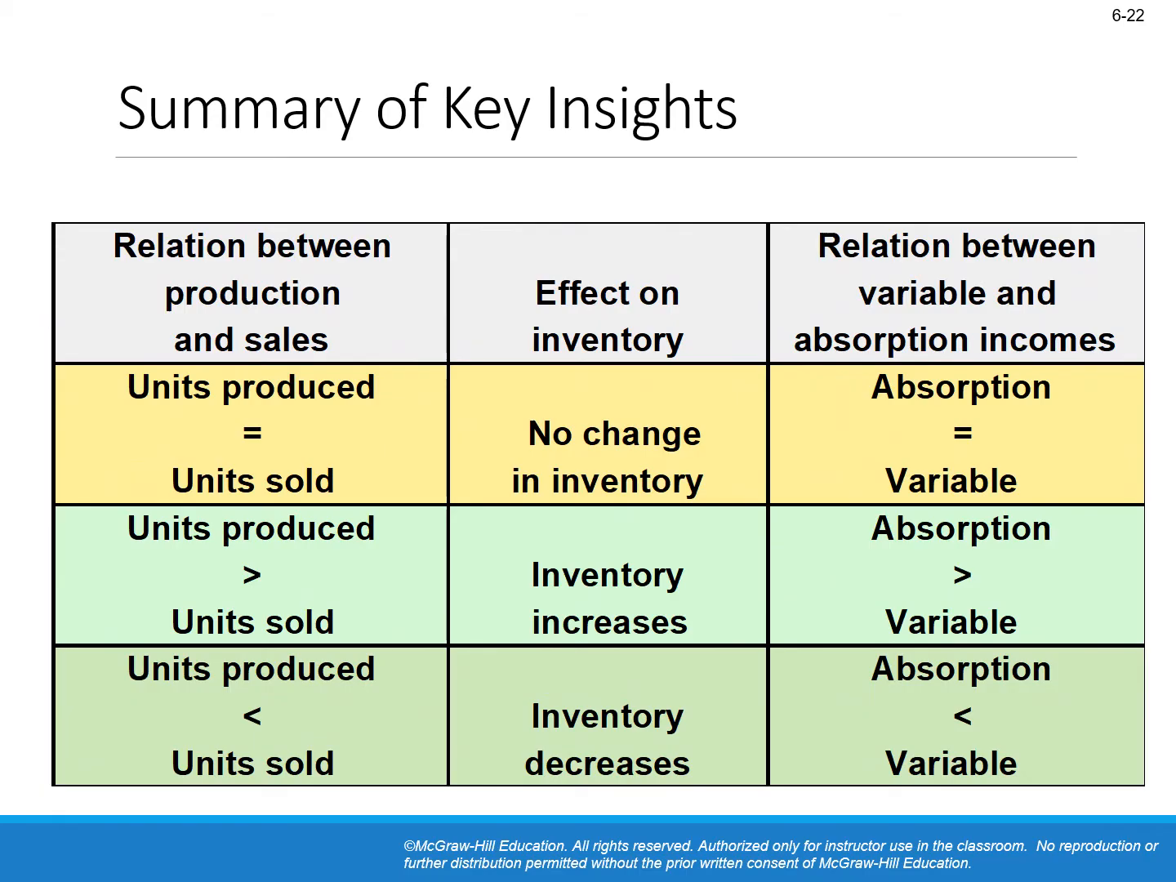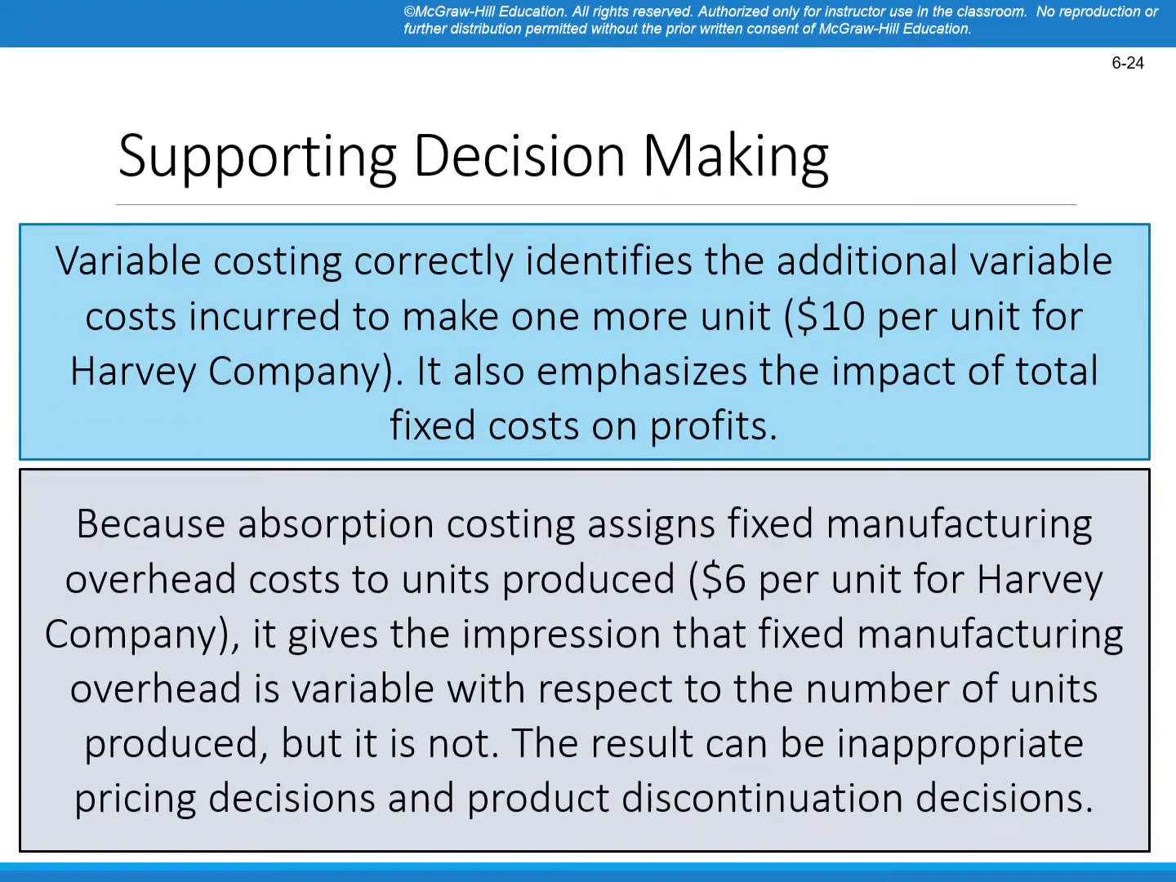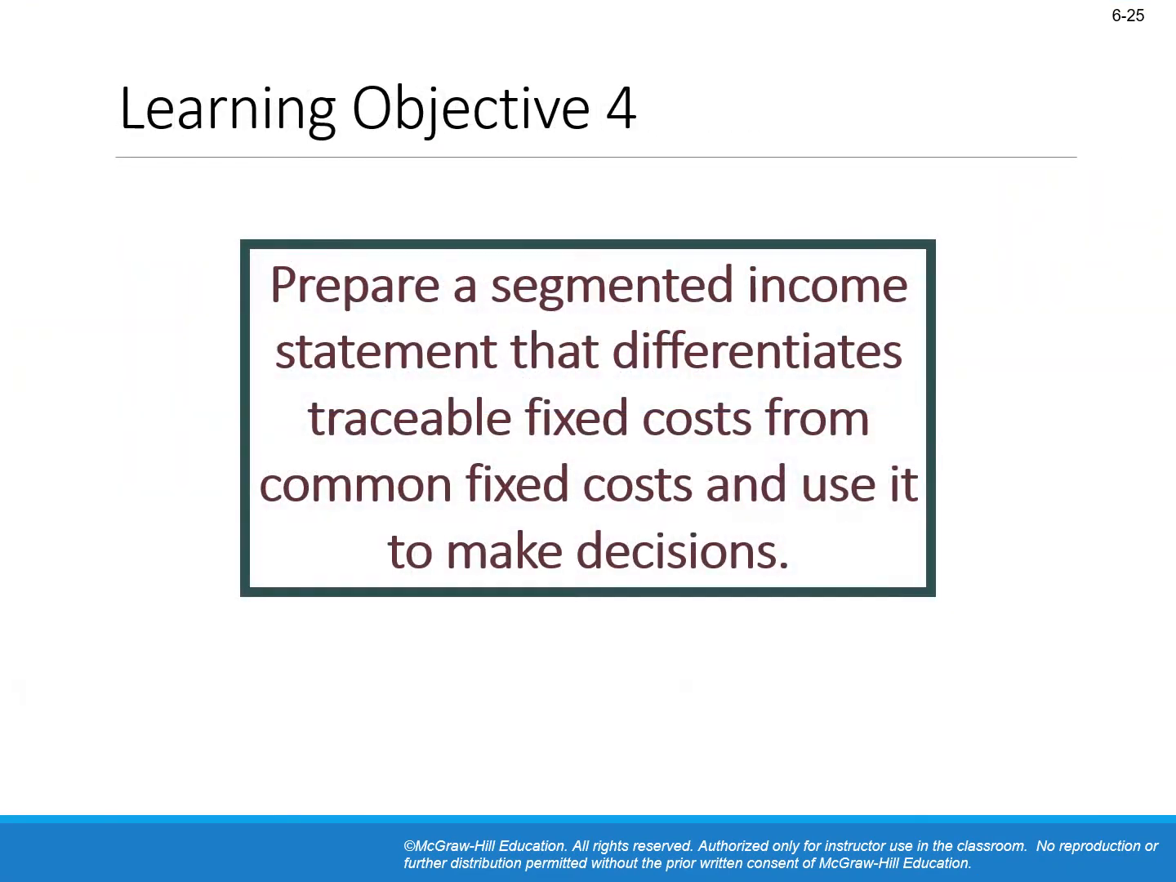This is a chart where it summarizes how the net operating income will be different between absorption and variable costing, depending on the number of units produced and sold. Remember that when they are equal, the number of units sold and produced, you will always have the same net operating income under absorption and variable, and the rest were covered previously. This is for you to read.